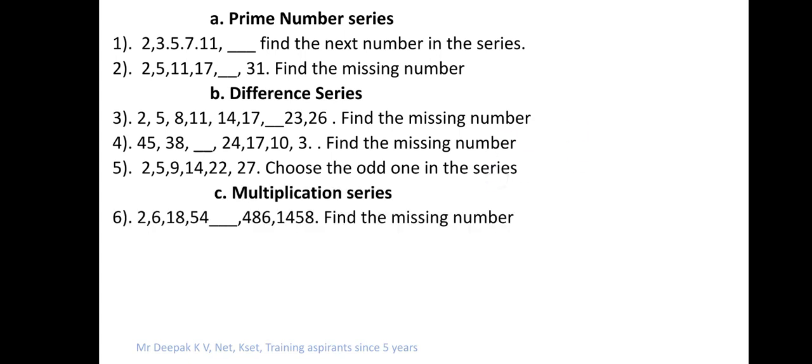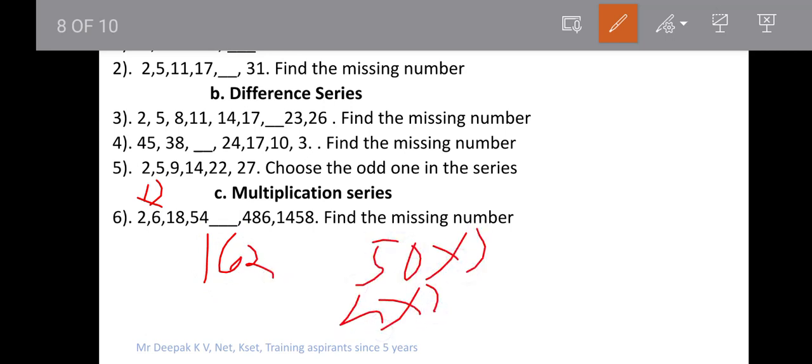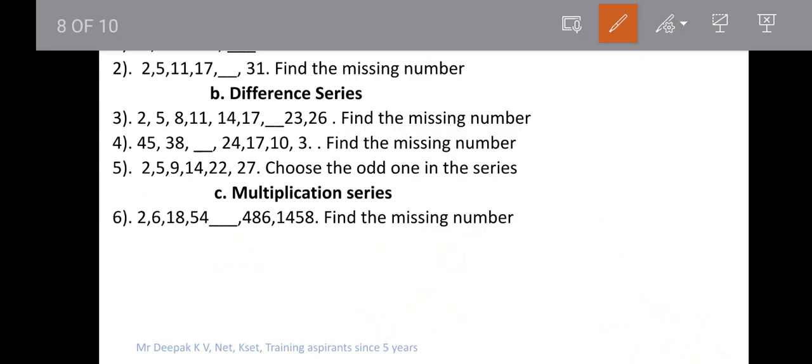Okay, then the multiplication series. You should know the multiplications, then only you can understand this. So this is nothing but into 3 series. 2 into 3 will be 6, 6 into 3 will be 18, 18 into 3 will be 54. So what is 54 into 3? 54 into 3 will be 162. How will you calculate? 50 into 3, then 4 into 3. So this will become 150, this will become 12, total will be 162. You have to make the calculations in this way.